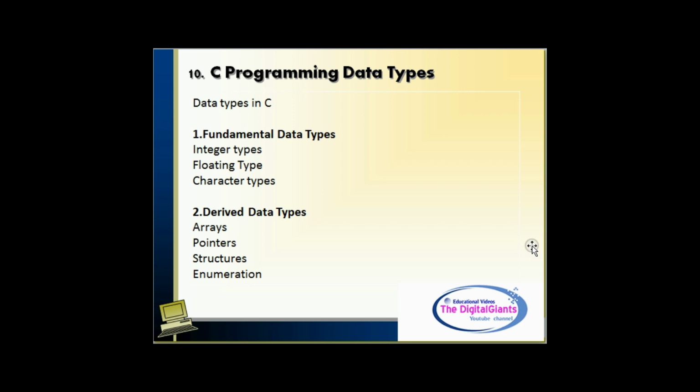For derived data types, it seems to be a little bit difficult, but I'm going to break it down so you can understand everything. So arrays, it's a variable that is used to store many values of the same data type. For example, you can declare an array and store integers, meaning only integers, multiple integers. Pointers. Pointers are used to store the values and their addresses in the memory. Structures. Structures are like an array, but are used to store values of different data types. Then the last one is enumeration.